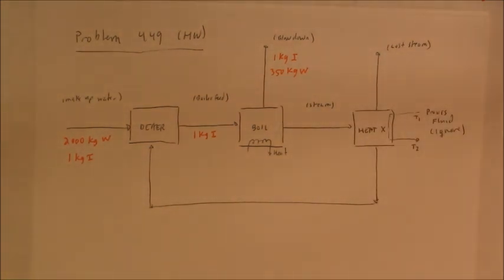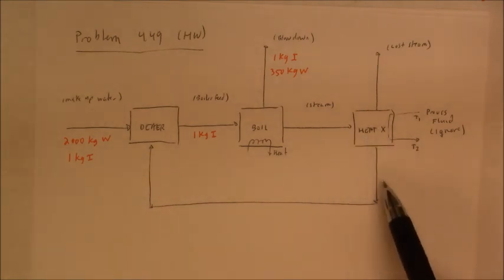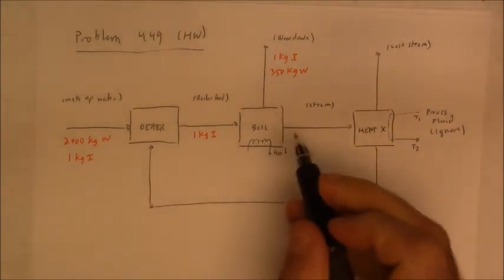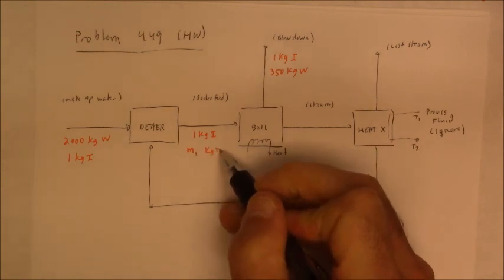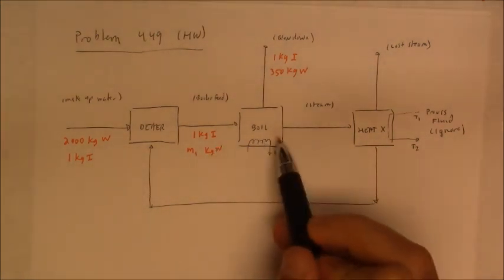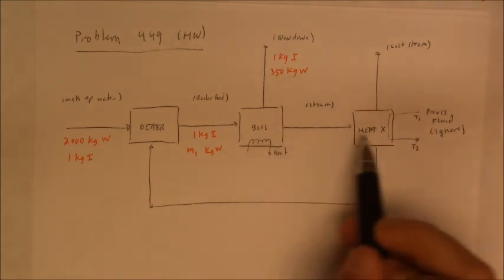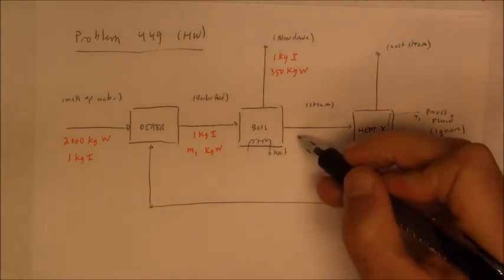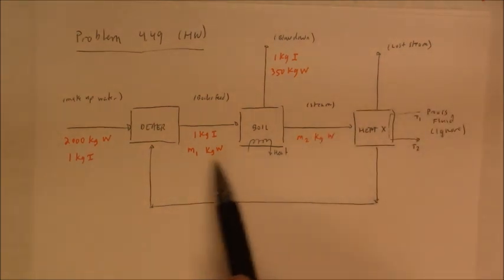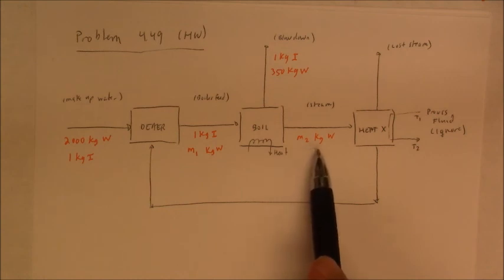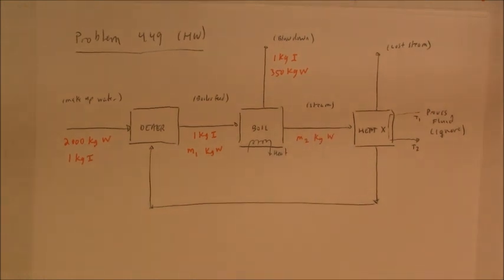Okay, so what else do we know? We know that 76% of the water that enters the heat exchanger is condensed and recycled back to the deaerator. So let's think about how I can label this carefully. We don't know the water from the deaerator to the boiler, so I'm going to just call that M1 kg water. We also don't know how much water goes from the boiler to the heat exchanger, so I'm going to call that M2 kg water. The temptation might be here to write M1 minus 350 kg water, but again, let's not do our balances on the flow chart.